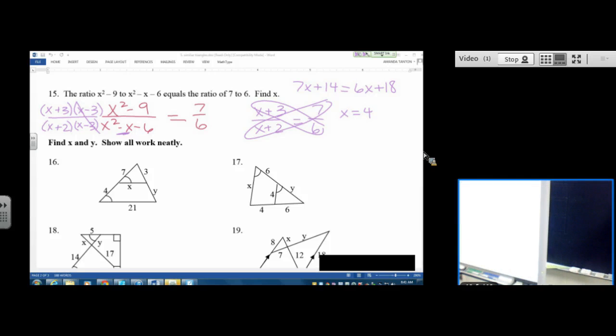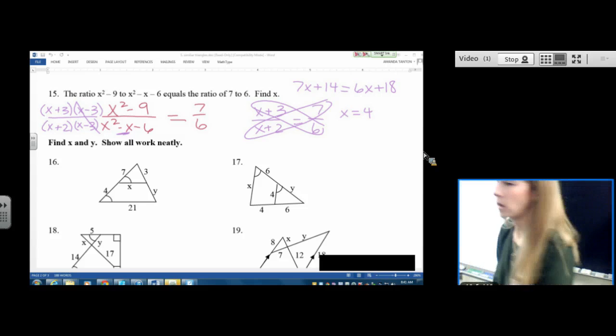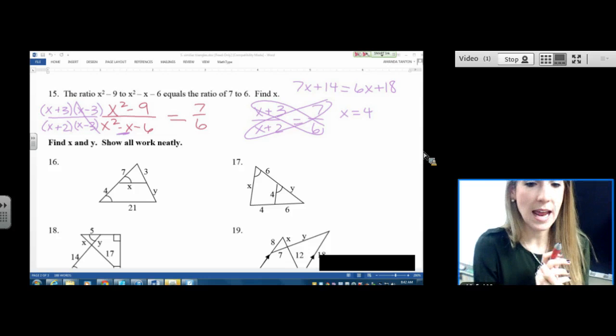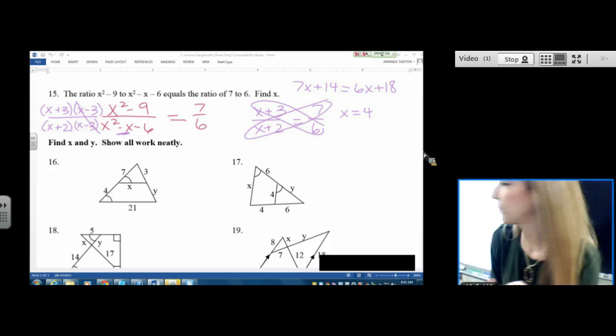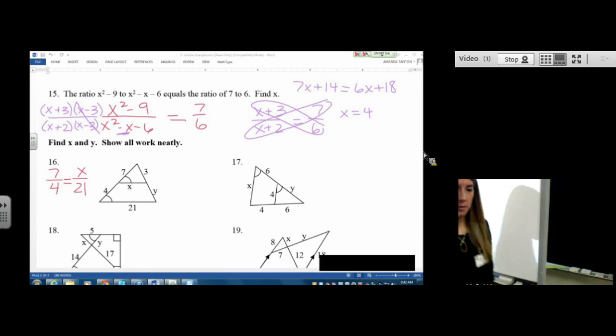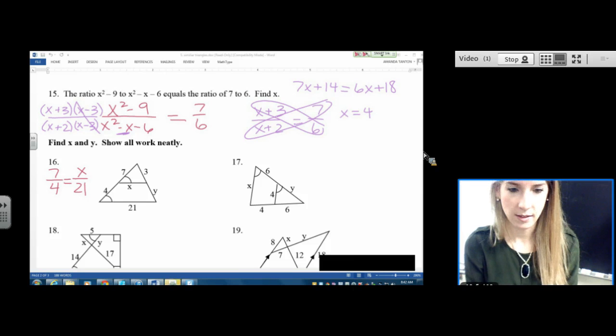Number 16. Okay, this one is very important. You will see this one again and again and again. So everyone pay attention to 16 with me, because here's a mistake that students make. Are you ready? They say 7 is to 4 as x is to 21. Some of my students are going to do that on their test. Please take a look at that proportion and tell me what is wrong with that proportion. It is wrong.